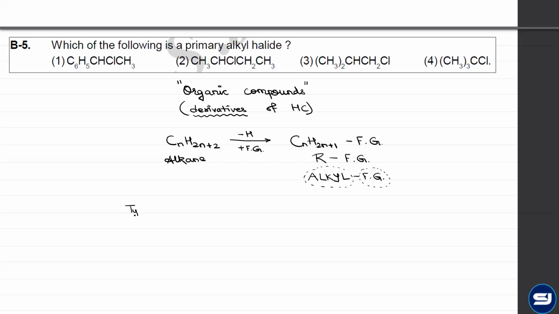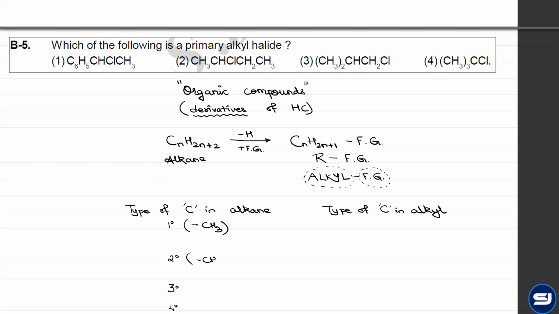Yes, sir. Now, alkyl groups can be classified according to the type of carbon atom. First I am writing the type of carbon in alkane, and then I will derive the type of carbon in alkyl. How many types of carbon atoms are present in alkane? 4. Primary, secondary, tertiary, and quaternary. What is primary carbon in alkane? Identified as CH3. Then CH2.